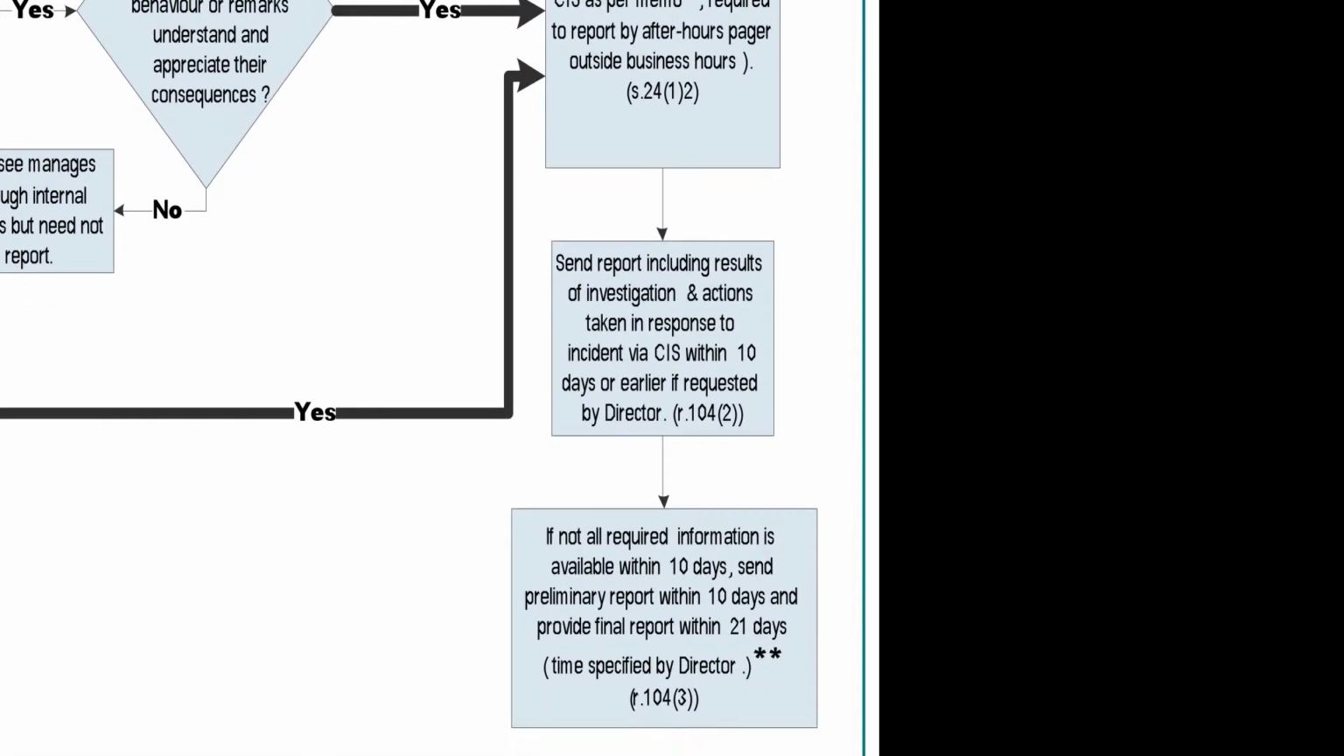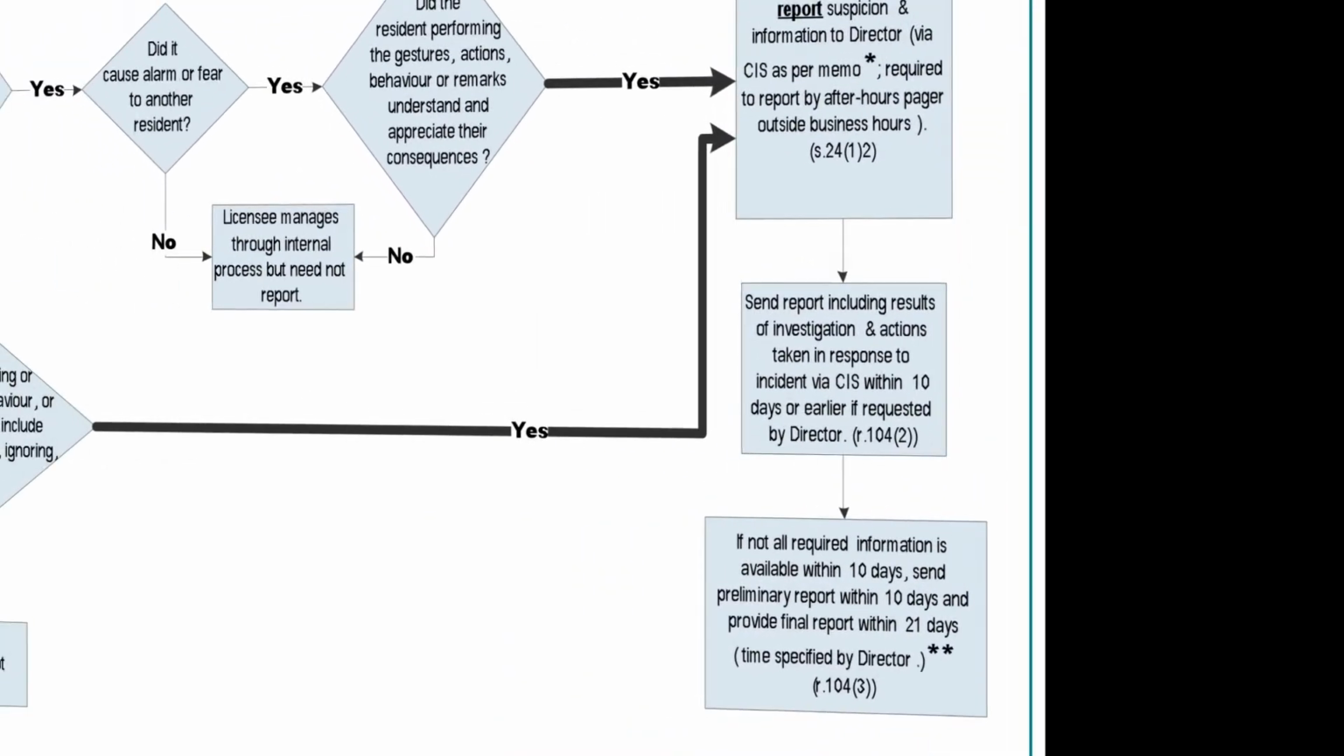Then the second box is the sequence to that. Remember I said the legislation says the final report after the full investigation has to be within 10 days. However, there are situations, and we certainly understand that, where things can be really complex and they need to investigate and talk to a lot of people and get lots of information, and maybe it's not possible to have that all in the 10 days. So this is the director's memo that says 21 days is the outside limit. The mechanism through the ministry is the CIS system, the critical incident reporting system.